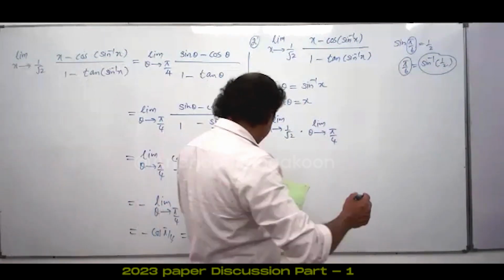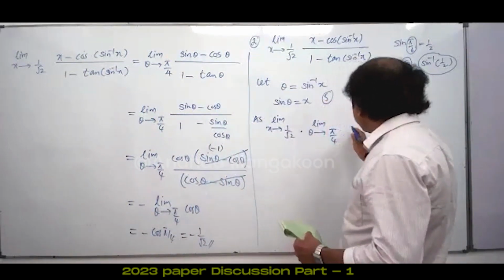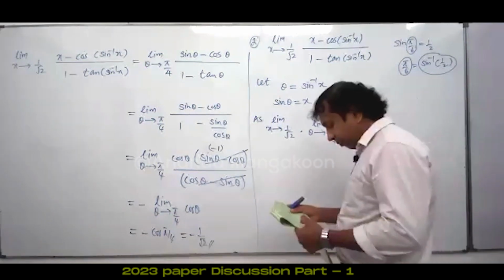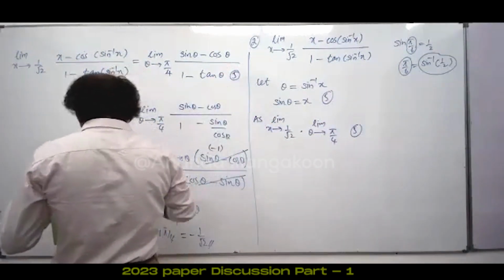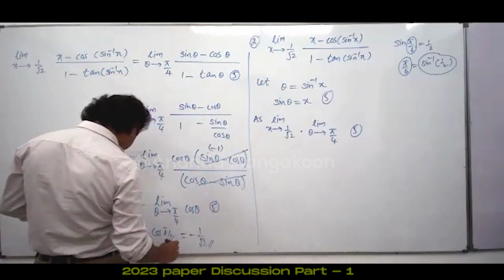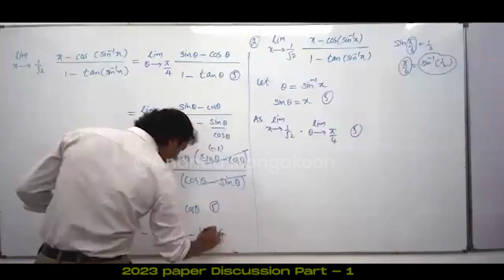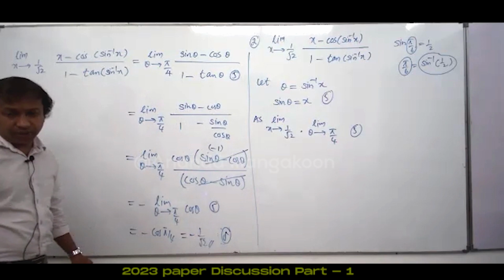Then here for the substitution, 5 marks come in. Conversion of this limit, another 5 marks. And people write in this one another 5 marks. And getting this cos theta for another 5 marks. And final answer, another 5 marks. This is how we get the marks. Okay.